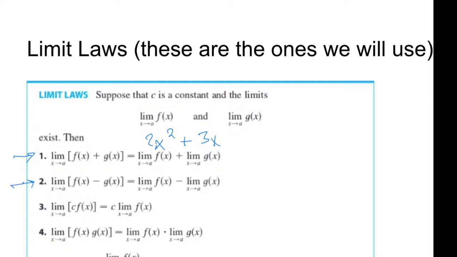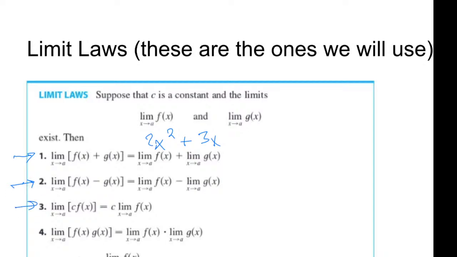Rule number 2, or law number 2, is the difference law. And again, it makes sense. If it worked for addition, it should work for subtraction. And it does, because subtraction is really just the opposite of addition. It's a takeaway instead of a put together. Okay. So again, we could either subtract the functions first and then take the limit, or we can take the limit of each of the pieces and then subtract those limits. Okay. And we'll work through some of these examples, but these are what we're going to refer to.